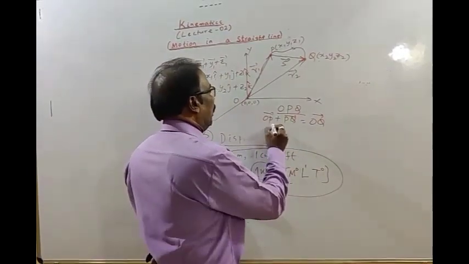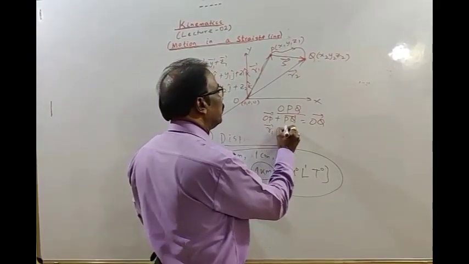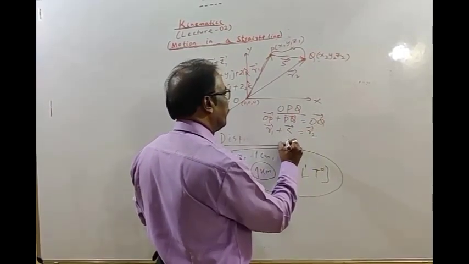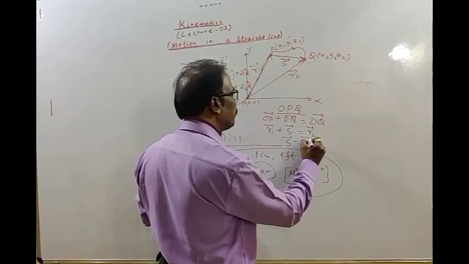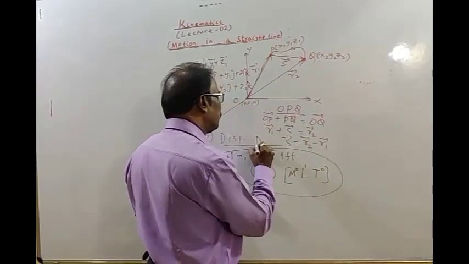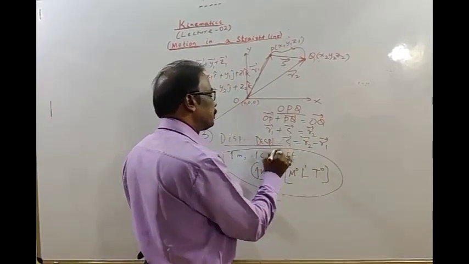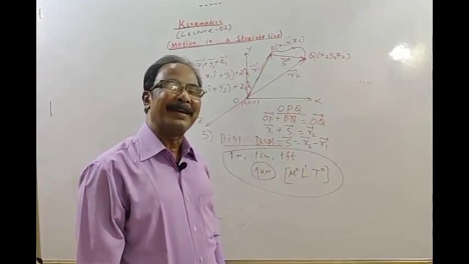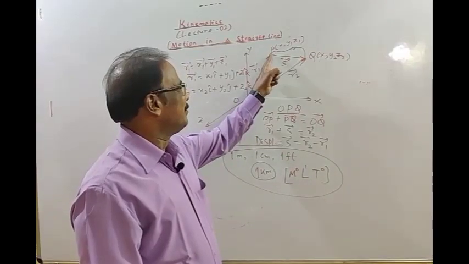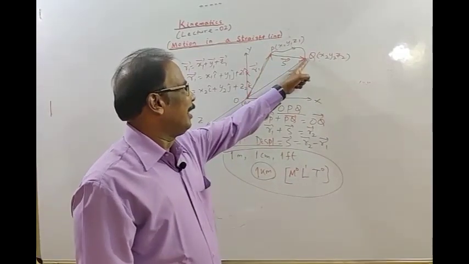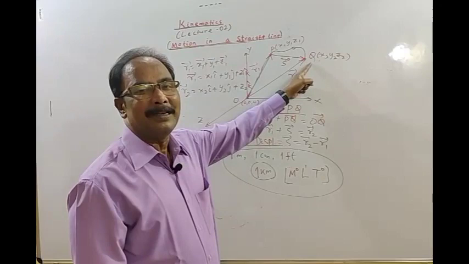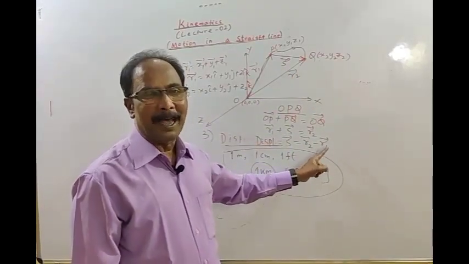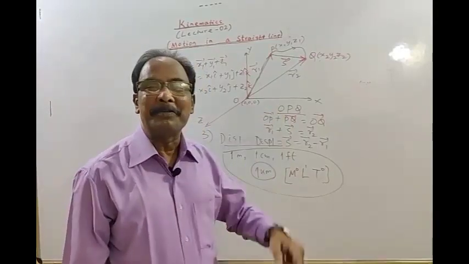Okay. Then OP is r1, PQ is the displacement vector S, and OQ is r2. Then the displacement vector is r2 vector minus r1 vector. This is displacement. So displacement is defined as the change in position vector. Initially the position vector is r1, and for the final point Q, the position vector is r2. Then the change in position vector, meaning r2 vector minus r1 vector, is equal to the displacement.